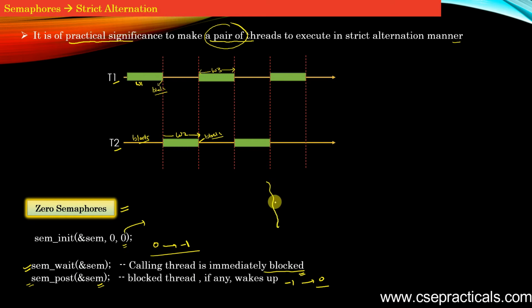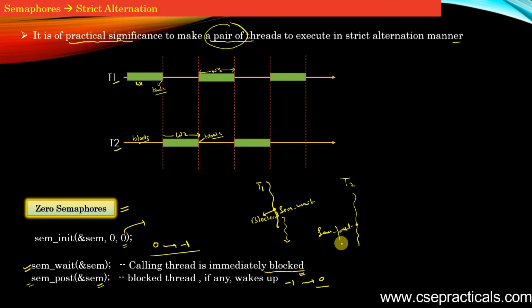If thread T1 is executing and at some point in its execution flow invokes the SemWait API on a zero semaphore, then thread T1 would get blocked at this point, right? And if another thread in the system simply invokes the SemPost API on the same semaphore, then thread T1 would resume its execution, right? So this is how zero semaphores work.